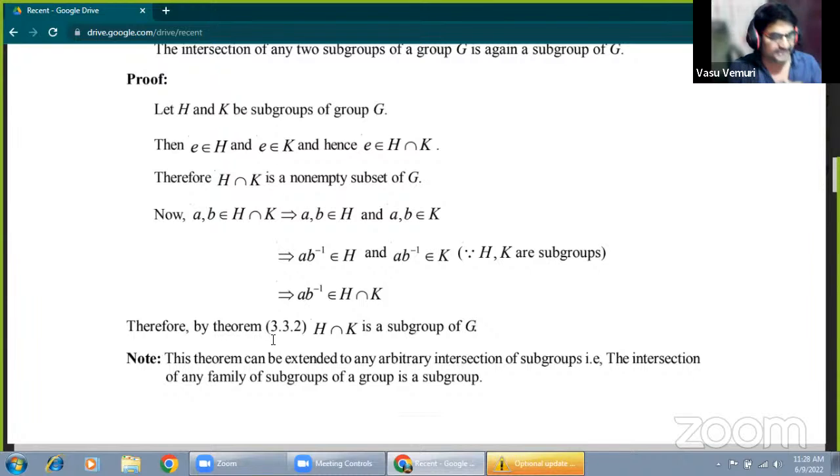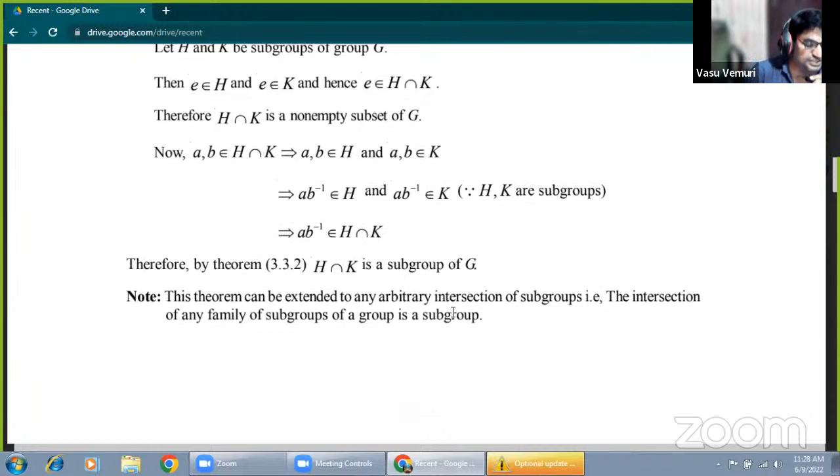That's why, by the second theorem, we must derive that ab inverse belongs to the set. This entire part is capital X. Therefore, capital X is a subgroup of G. Here, capital X equals H intersection K. Therefore, H intersection K is a subgroup of capital G.